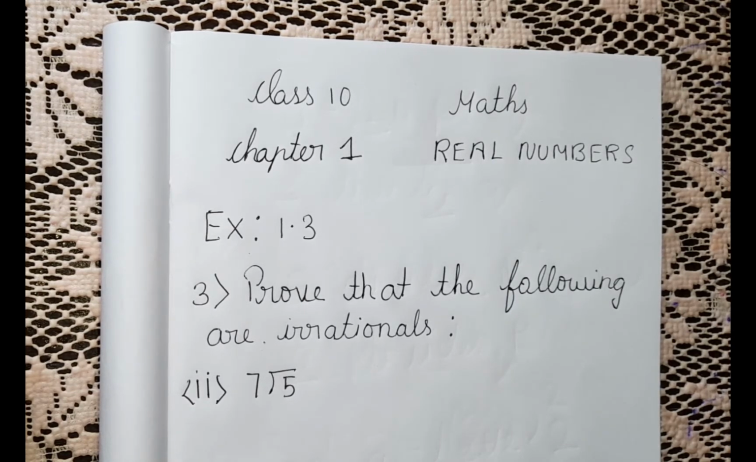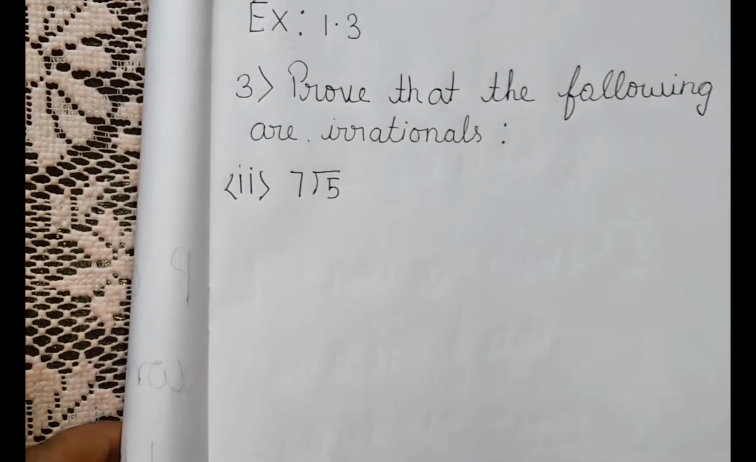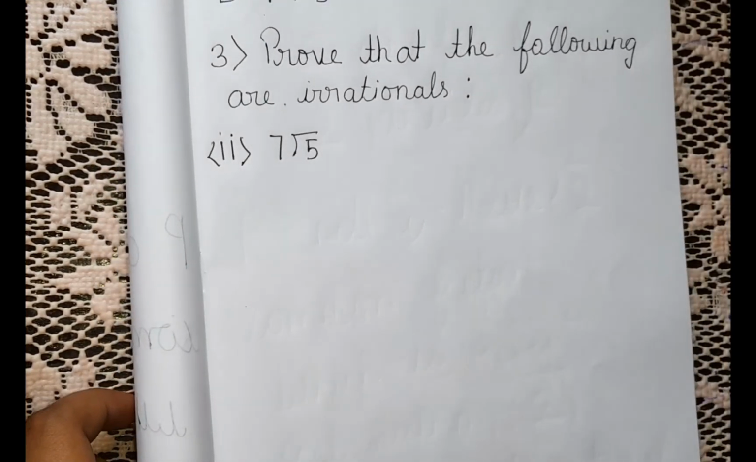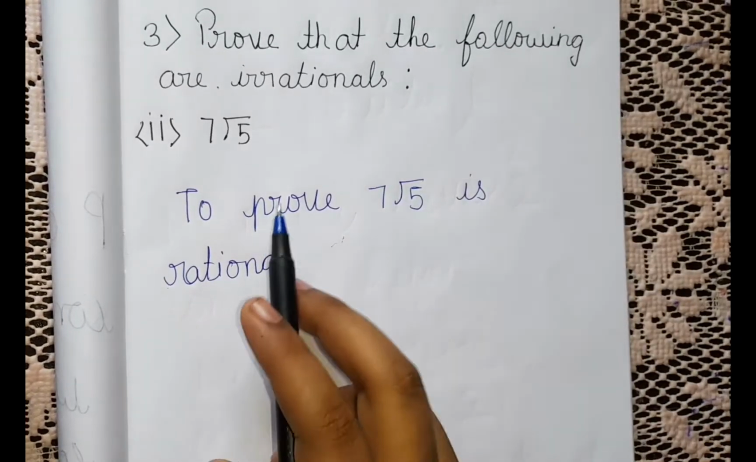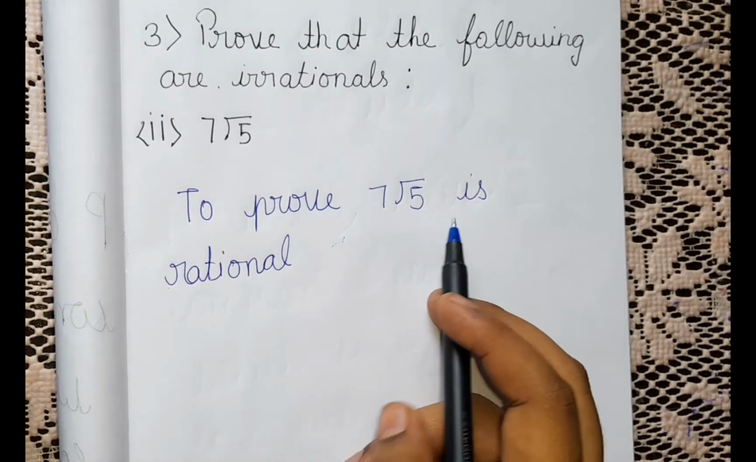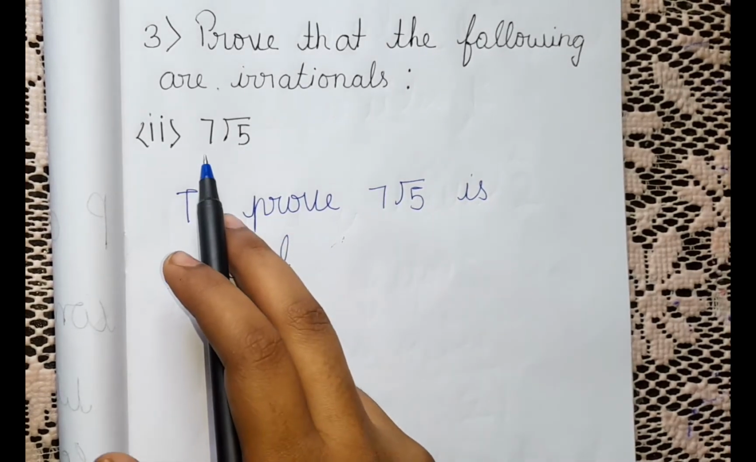So in this we have to prove 7 root 5 is irrational. This is somewhat complicated because we have 7 outside and we have root 5 as well. So here what we are going to do is, first let us assume 7 root 5 is rational. First of all, we are going to be proving root 5, and then we shall prove 7 root 5.